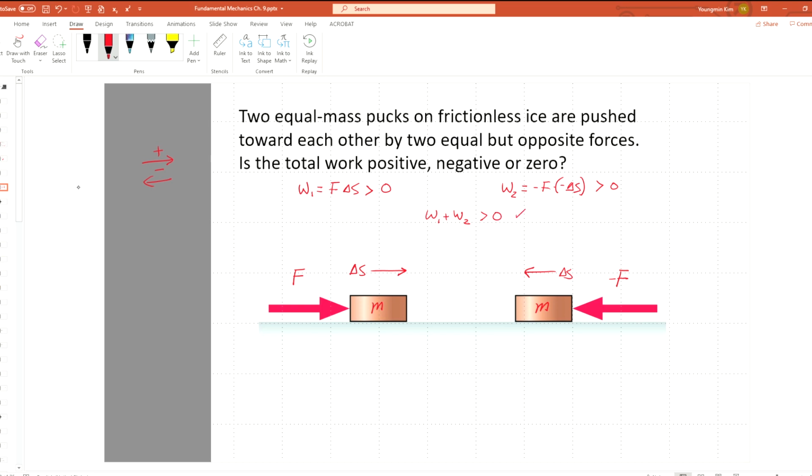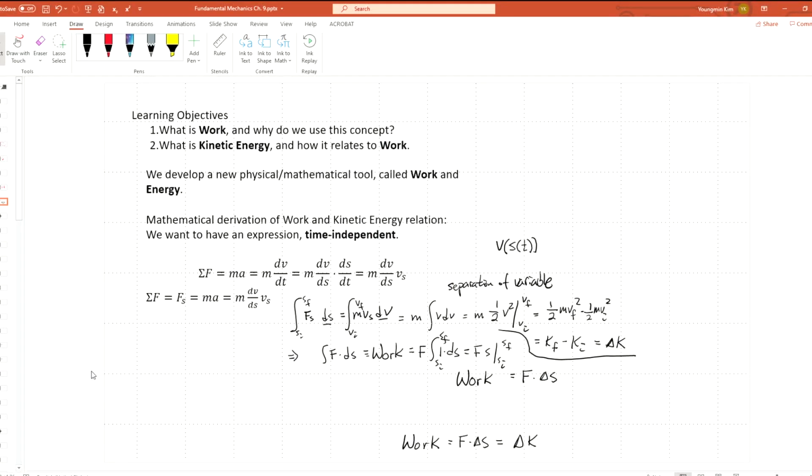Okay, so hopefully these examples will help you to solidify the concept that we learned today. Remember the learning objectives of today. Let's go back to our initial slide here. The learning objectives of today: we learned about what work is and why we use this concept. Now, the second part of the sentence will become more apparent as we move along with our lectures later on. But today, we learned about the definition of work, and we learned about the definition of kinetic energy and their relationship. Okay, that's the most important thing.